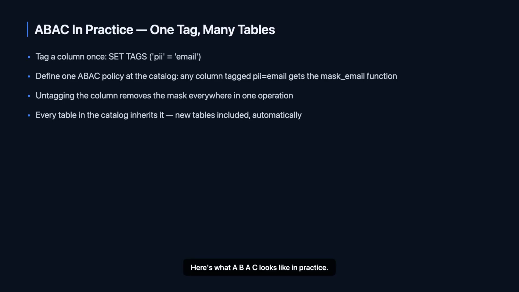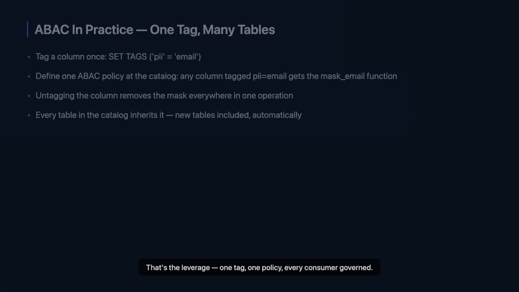Here's what an ABAC policy looks like in practice. You tag a column once, set tags, PII equals email. You define one policy at the catalog level. Any column tagged PII equals email gets the mask email function, and when a column gets untagged, the mask comes off everywhere in one operation. Every table in the catalog inherits the policy. New tables created tomorrow inherit it automatically. That's the leverage. One tag, one policy, every consumer governed.